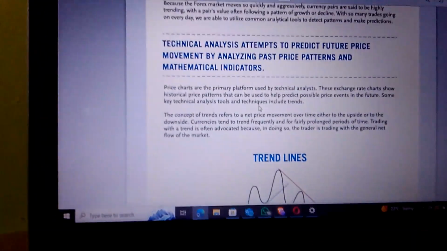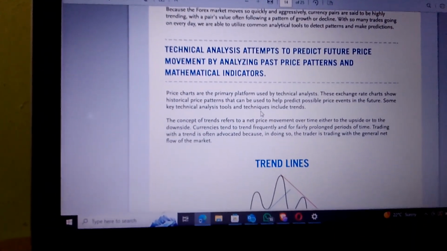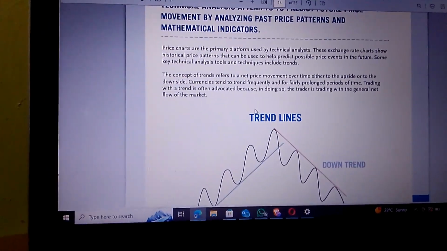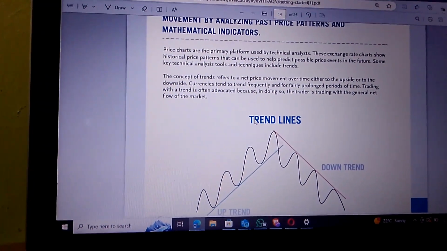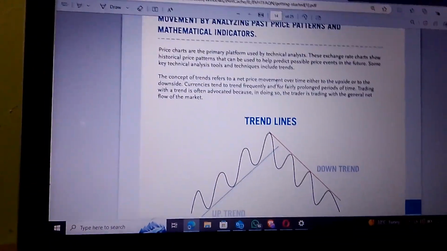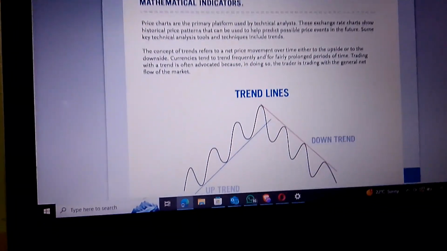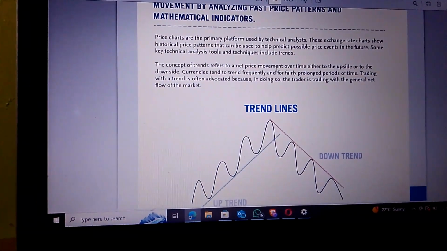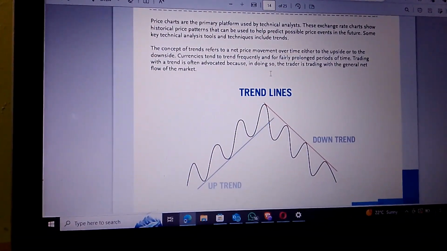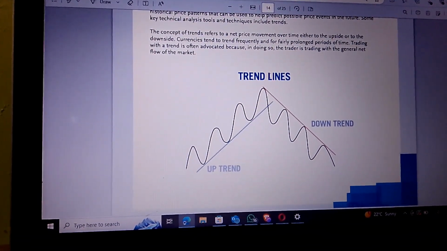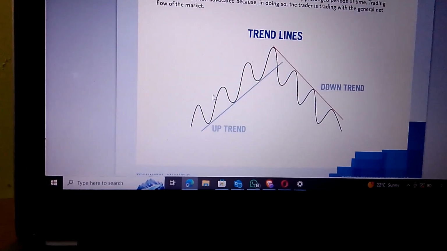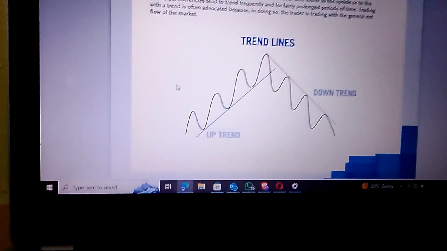So technical analysis attempts to predict future price movements by analyzing past price patterns and mathematical indicators. Price charts are the primary platforms used by technical analysts. These exchange rate charts show historical price patterns that can be used to help predict possible price events in the future. Some key technical analysis tools and techniques include trends. So these are the trends. And then now let's move on to the second bit.